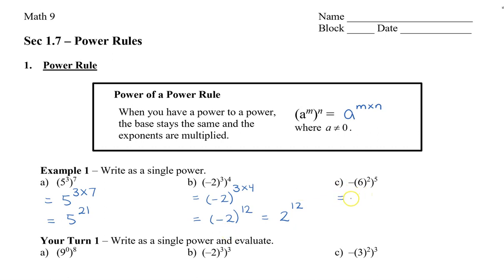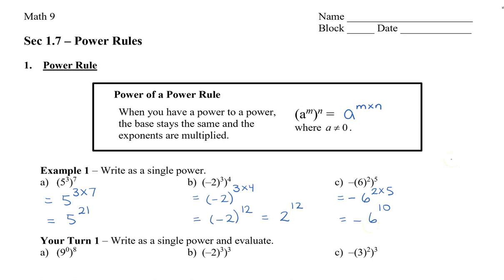Now, in the last one here, the negative is on the outside and the 5 only surrounds the 6 and the squared. So notice the brackets are around the 6 squared. So I'm going to bring down the negative, and I'm going to write this as 6 to the power of 2 times 5, or I can rewrite this as -6 to the power of 10. And notice that the 10 only applies to the 6, and there's no brackets around the negative sign. So the 10 is only being applied to the 6 again.